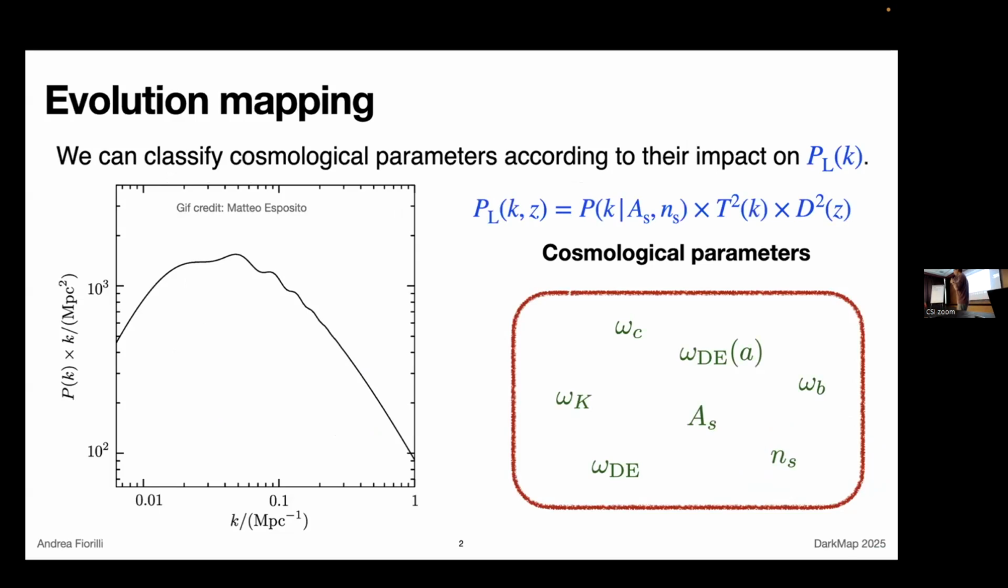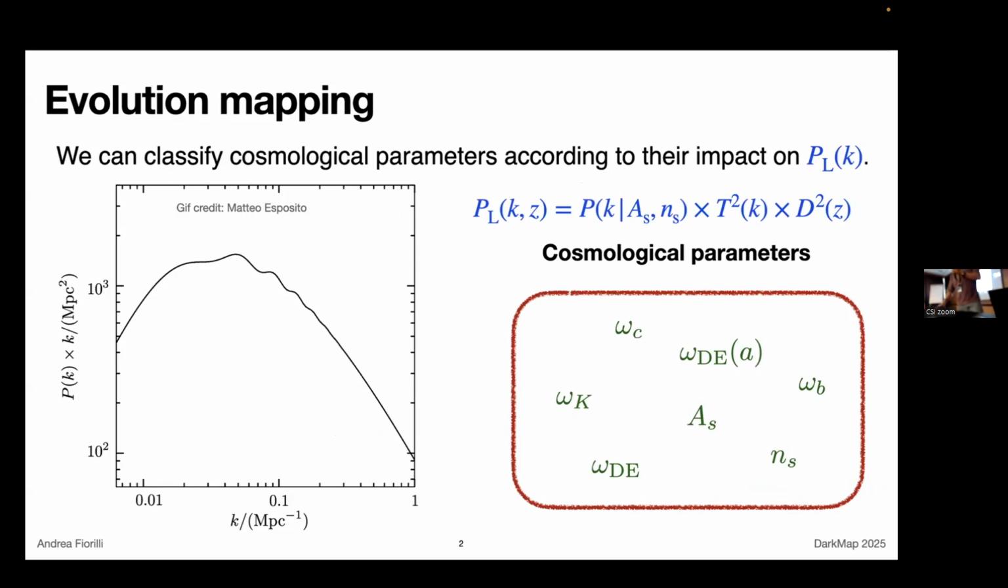So I'm going to talk about evolution mapping and what happens when we take its consequences in the nonlinear regime, and what it can help us learn about the Halo mass function, and particularly in building a new semi-analytic model of the Halo mass function.